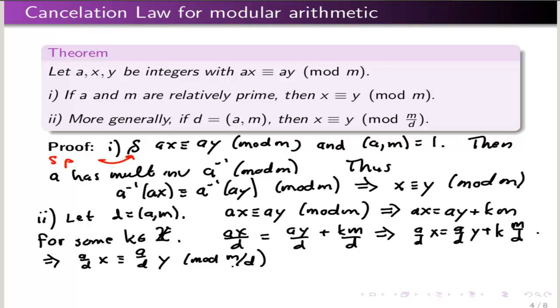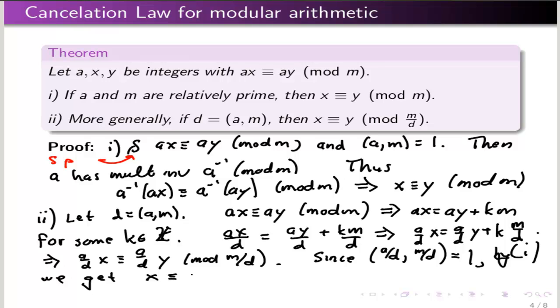Aha! Now we can go back to case 1 and say, since a over d and m over d are relatively prime, because we've divided out the greatest common factor, that was a homework problem, we can apply part 1 and just cancel the a over d on both sides. QED. That's exactly what we wanted to prove.